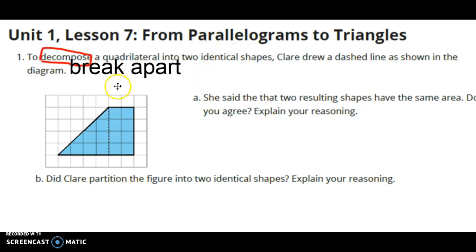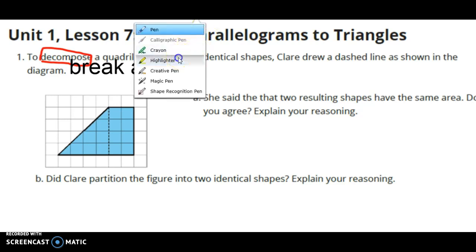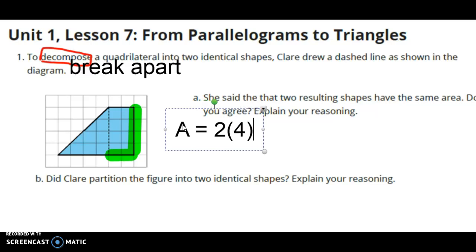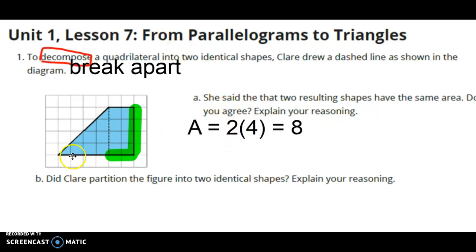Okay, so for this one, we're going to have to find the area of the two shapes, and then we're going to have to determine, are they the same? Let's start with my parallelogram. So I know that the area is base times height. So I know that area of my parallelogram is going to equal 2 times 4, which is going to equal 8. Then I'm left with a triangle.